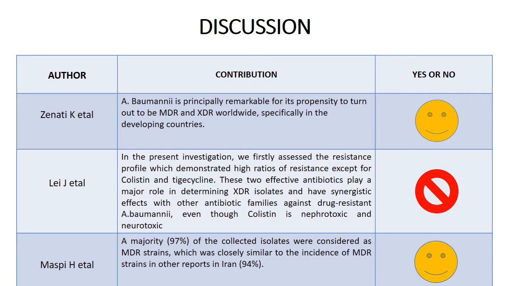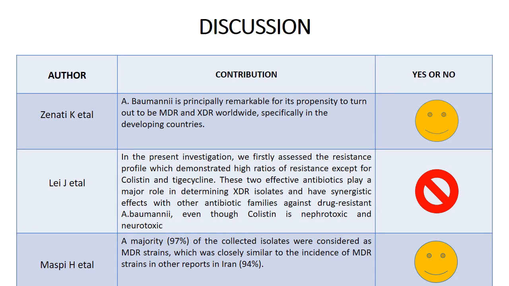Also, Lei G and others say, in the present investigation, we firstly assessed the resistance profile, which demonstrated high ratios of resistance except for colistin and tigecycline. These two effective antibiotics play a major role in determining XDR isolates and have synergistic effects with other antibiotic families against drug-resistant A. baumannii, even though colistin is nephrotoxic and neurotoxic. And there is a negative sign because although there are some things that were in the article, there are others that were not in the article.